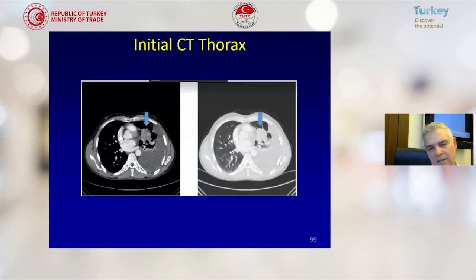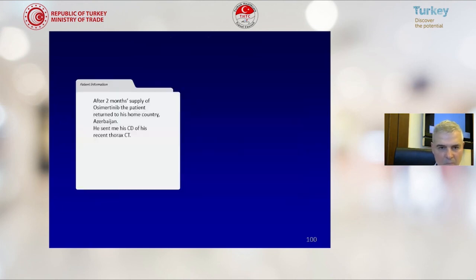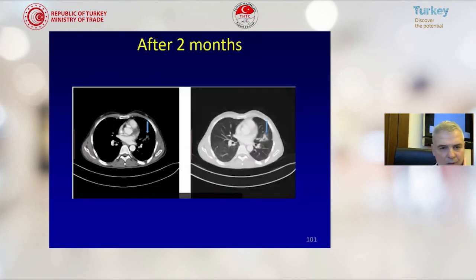The patient's lung, if you see on the right with the arrow, a huge lung mass with pleural effusion. So after 2 months with a smart drug called anti-EGFR, after 2 months supply of osimertinib, the patient's mass disappeared, as you see in this slide.